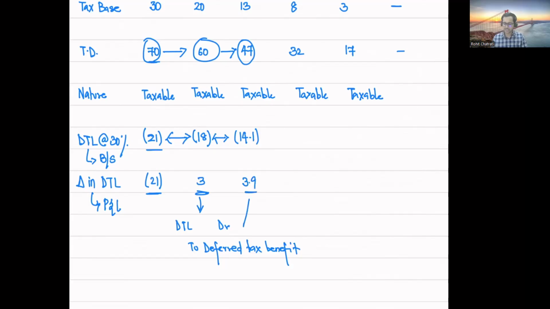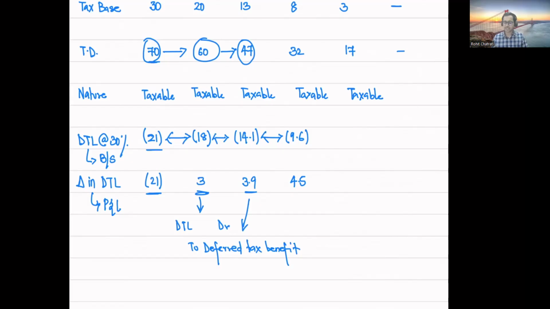Reduction in liability is the same journal entry as what we have for year 2, but the amount is going to be 3.9. Next year, 32 multiplied by 30 percent is going to be 9.6, which means that my liability has now reduced by 4.5. The change in liability is 4.5, which means again in year 4 I will be recording a deferred tax liability debit of 4.5, credit deferred tax benefit of 4.5.